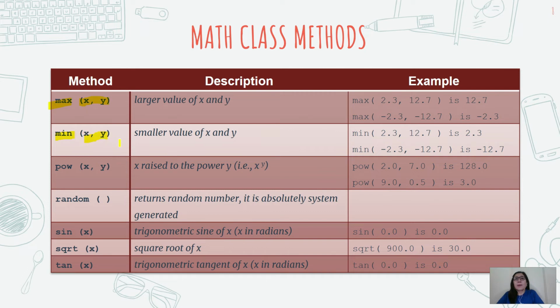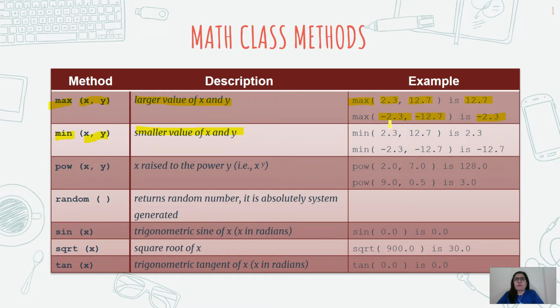Meaning, you compare the two values. For max, it returns the larger value, while for min, it is the smaller value. So if we have two values and we used max, it will return the larger value. So we have 12.7. Same is true for negative 2.3 and negative 12.7. The larger value is negative 2.3.